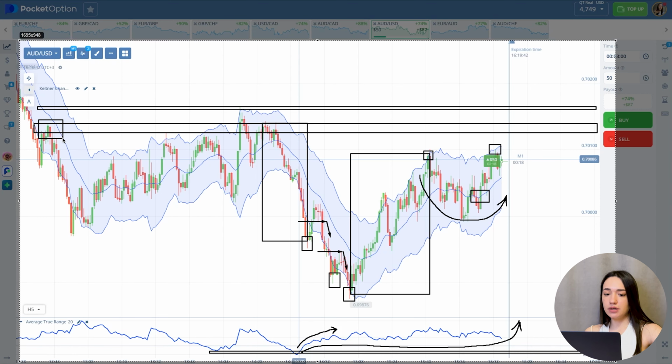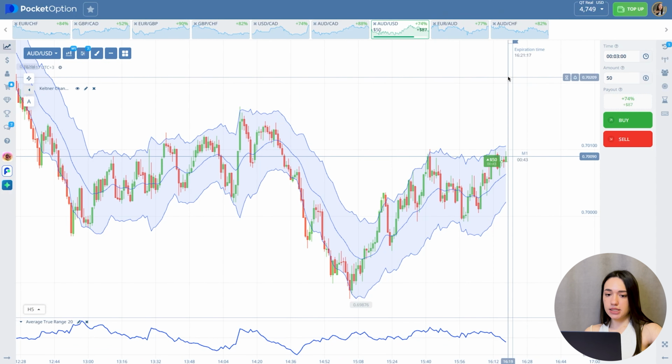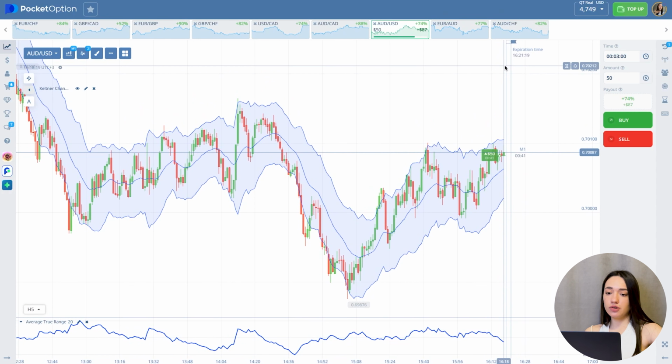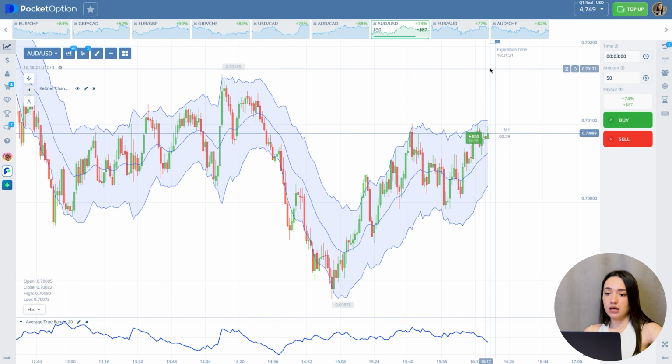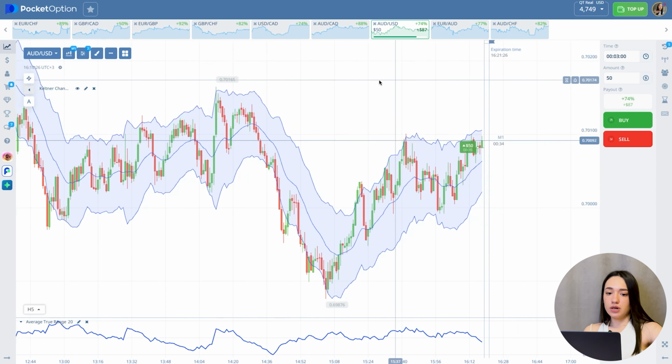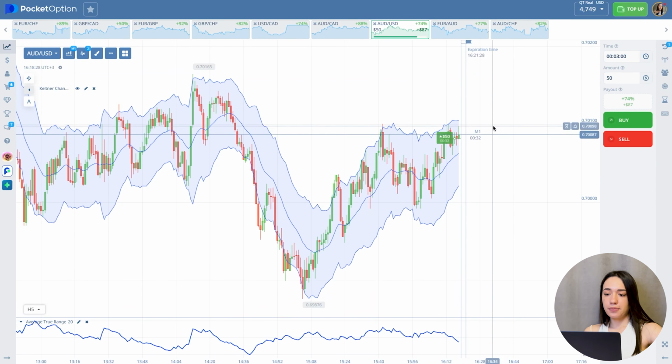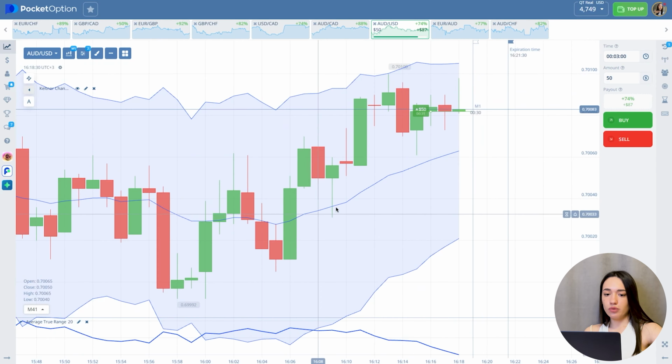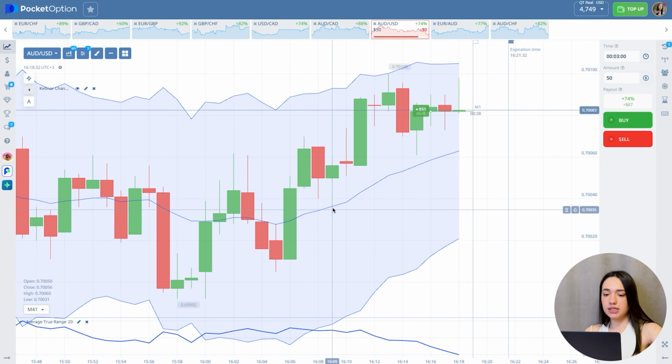So here we have a good touch point. Here is the big point, and overall the price can easily grow higher. That is exactly why opening a buy position here is the correct decision, which is what we did. We also just had a small bounce from the middle line slightly earlier.